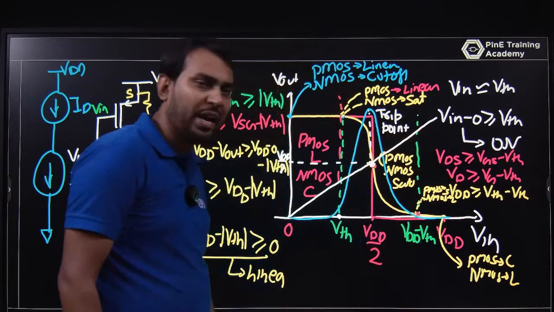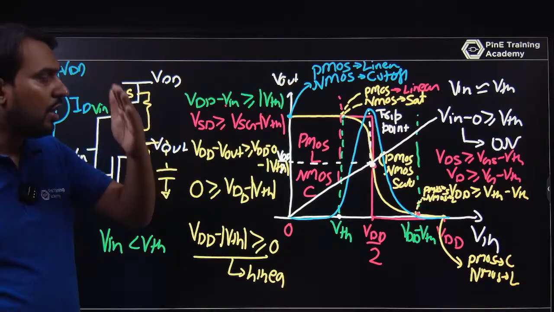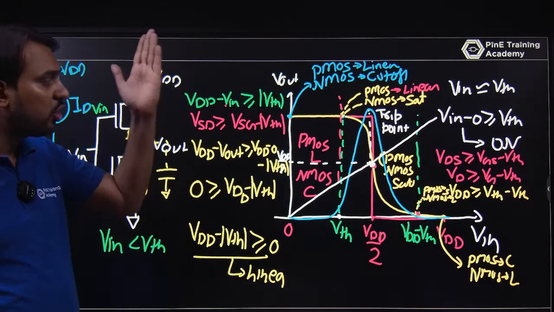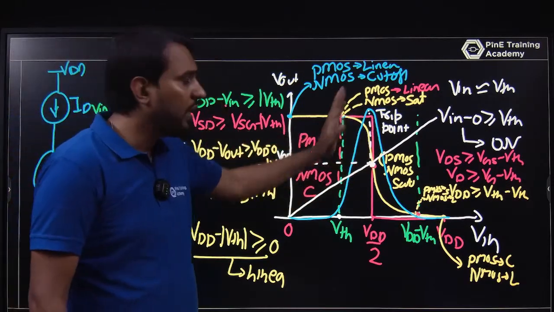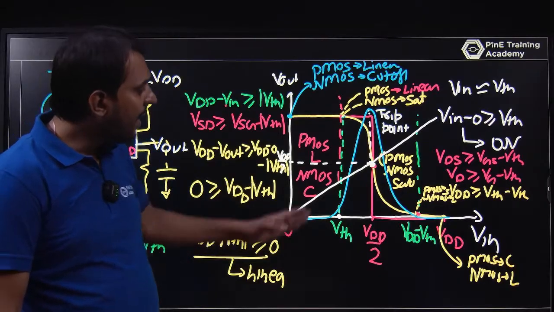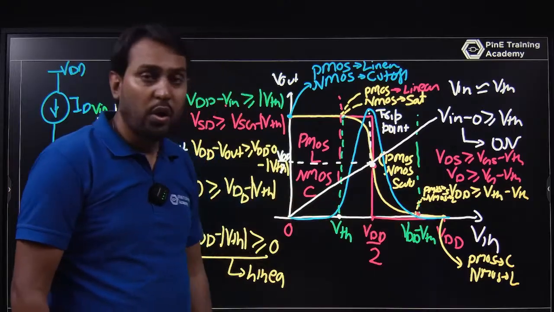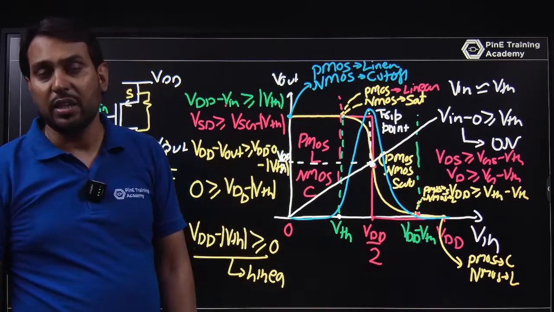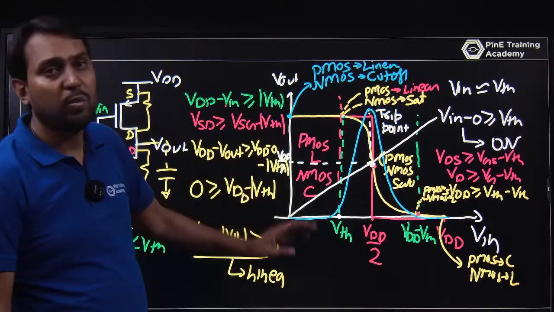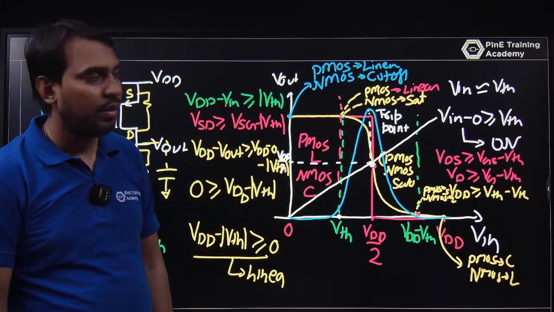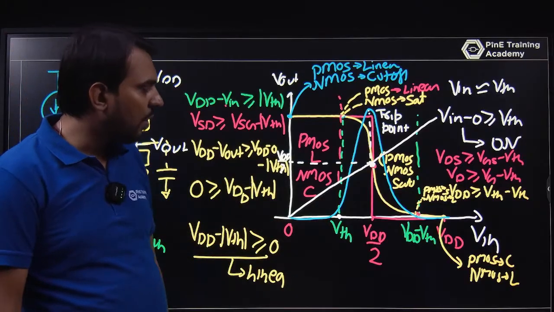At the trip point, you will find the maximum current, the current shoots up at that voltage, and that is called the trip point. And as it goes on from VDD by 2 to VDD minus VT, that current will decrease as the NMOS is on and the PMOS is going towards off. So that's why this is happening here.